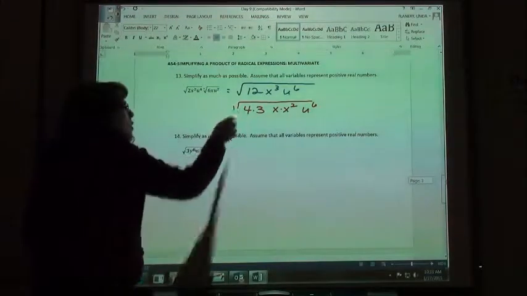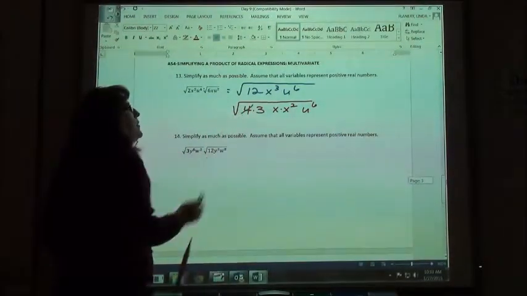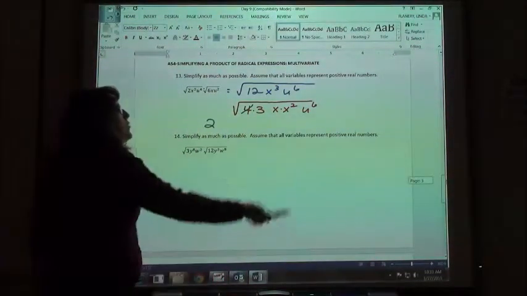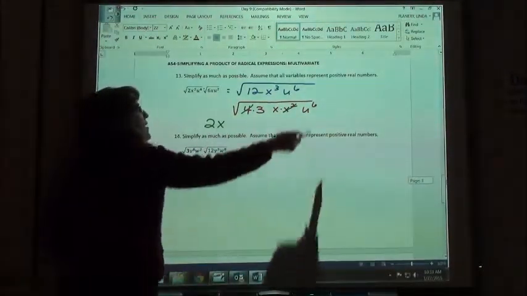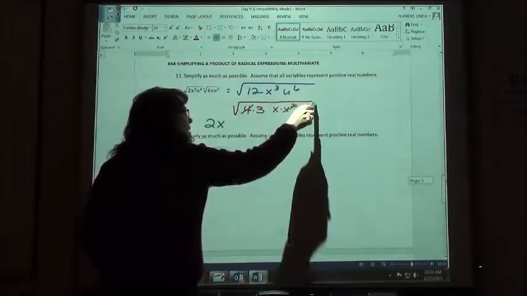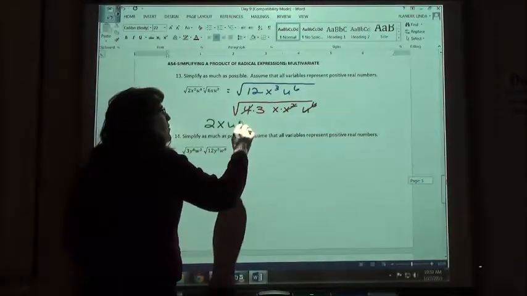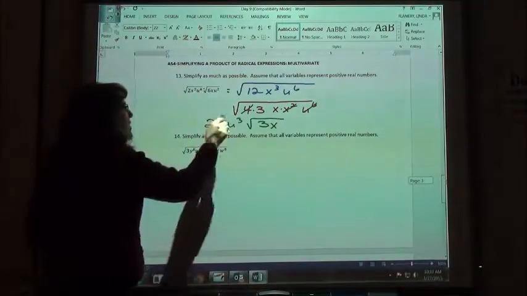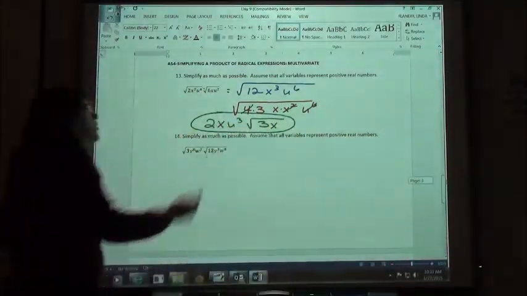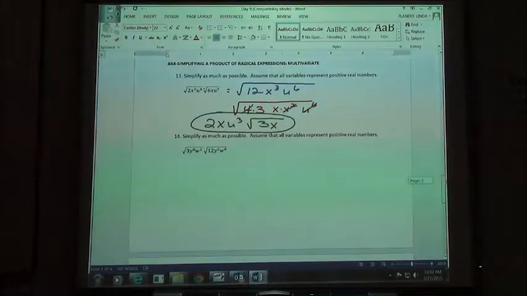So the square root of 4 is 2. The square root of x squared is an x. Square root of u to the sixth, u to the third. And then I have a 3 and an x underneath. So 2xu cubed square root of 3x is my answer.